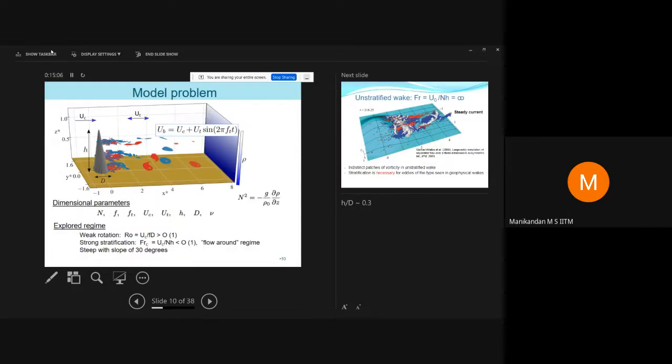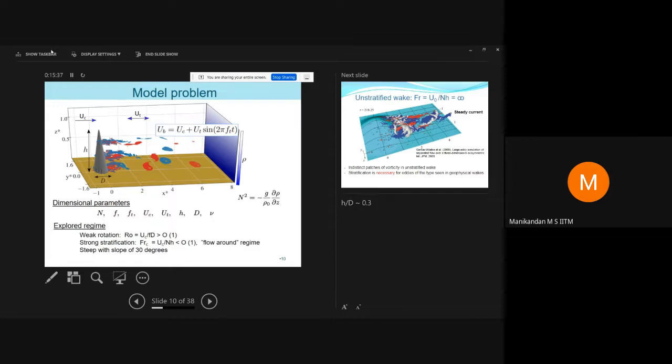So if you look at the model problem here, I have a conical hill of height h and diameter d. There's a current U_c, and there's a tide going back and forth with amplitude U_T and frequency f_T. These are your dimensional parameters. I told you about N squared, which is the buoyancy frequency. So we'll be looking specifically, for this part of the talk, at weak rotation.